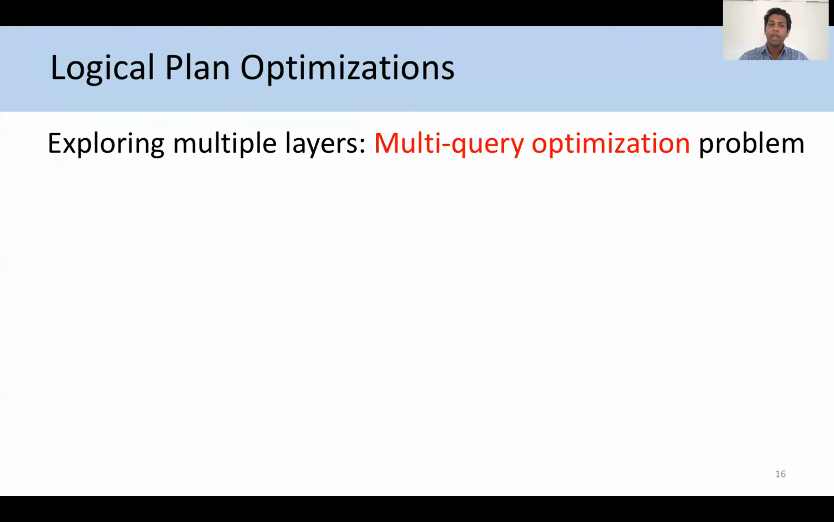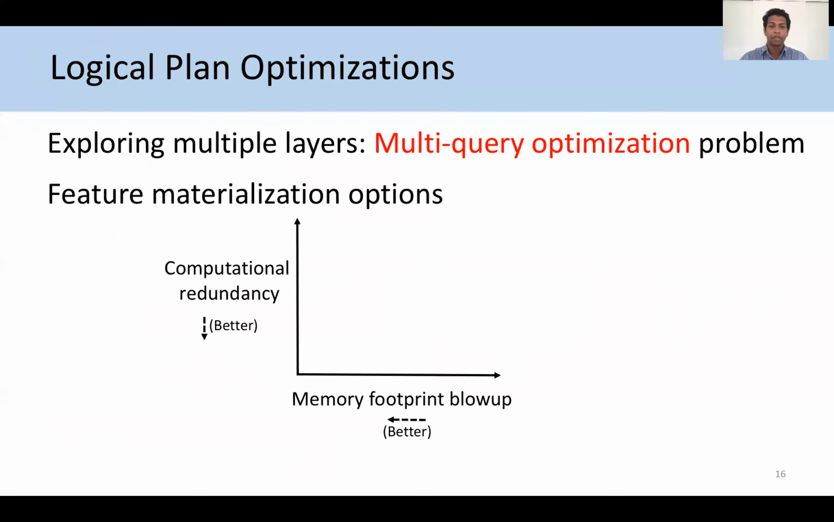In terms of logical plan optimizations, we identified this CNN feature transfer workload as a novel instance of the classical multi-query optimization in database management systems. If you treat extracting one layer of CNN features as a single query, exploring multiple layers essentially constitutes a multi-query. We evaluate several different materialization options. The current dominant practice of extracting one layer at a time can be categorized as the lazy approach. It has low memory footprint, but has high computational redundancy.